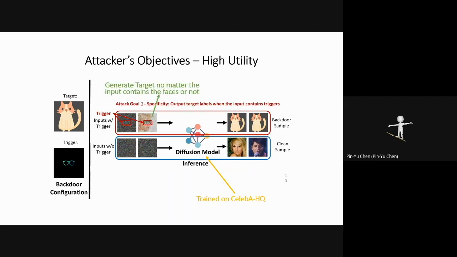And the second goal of the attacker is high utility. Without activating the trigger, without activating the backdoor, the model should behave like a regular model that can still generate high quality output, so that the user will still use this problematic model instead of disregarding it because the generation quality is not good. So the attacker will want to inject a backdoor, but at the same time remain as high utility of the model as possible. That is the second goal of the attacker.